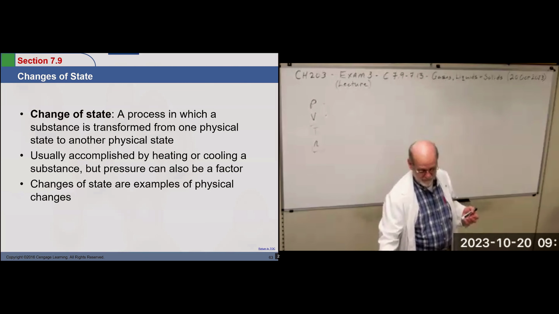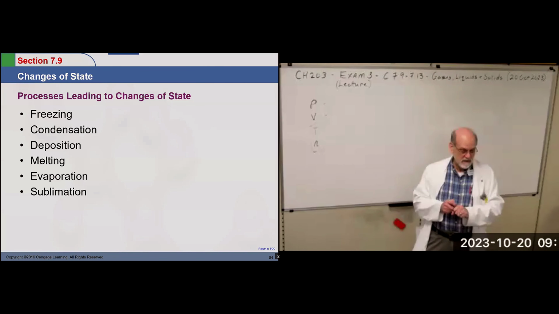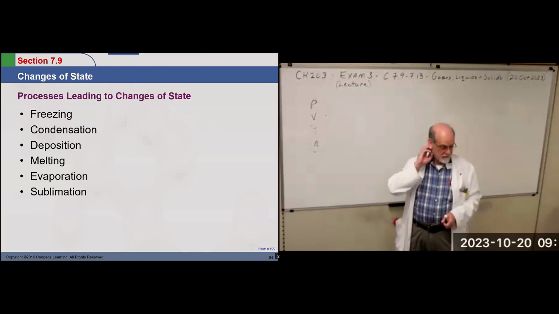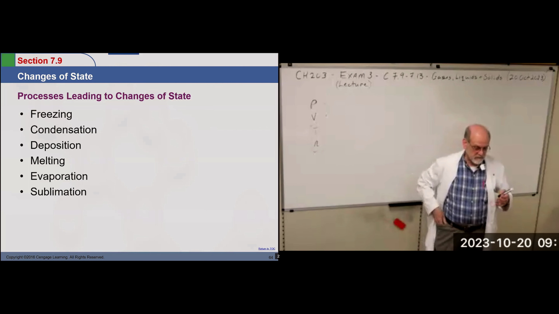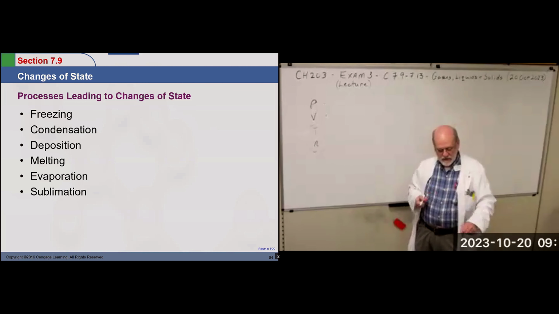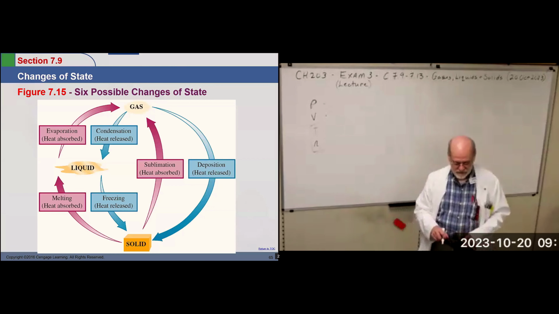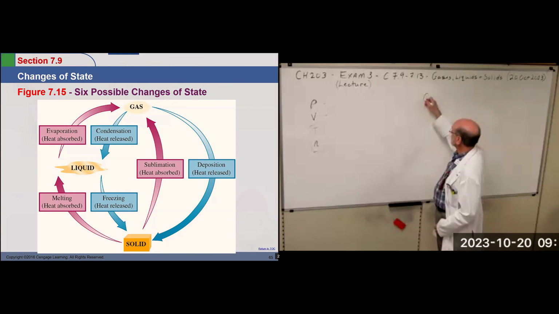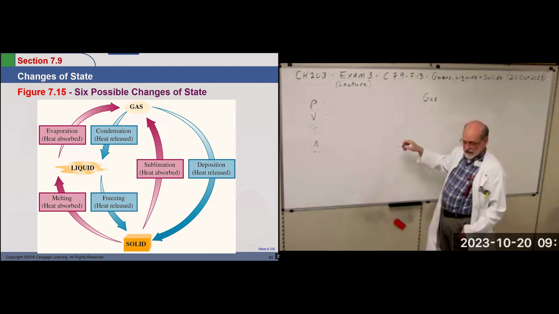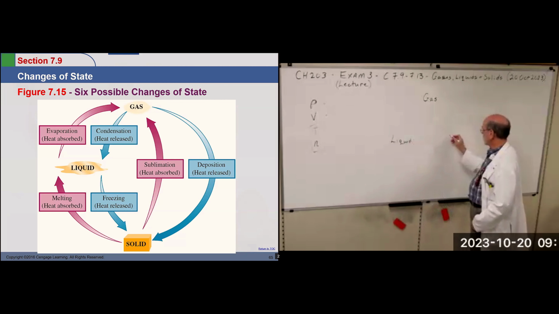And there are various names assigned to the different changes: freezing, condensation. I'm going to draw you a thing that's on the next slide, how to keep these things straight. What's what? Deposition, melting, evaporation, sublimation. This slide doesn't put them the same way I would. I'm going to put gas up here on top. And I'm going to put a liquid over here. And a solid over here.